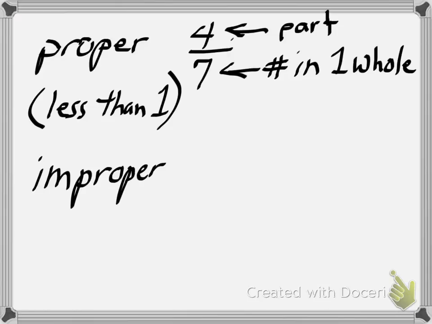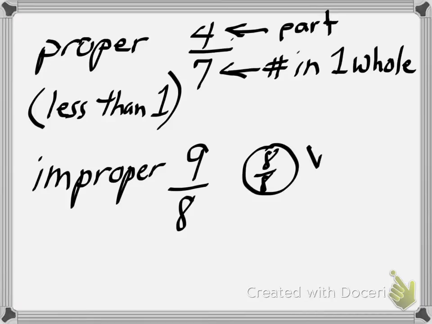improper. That is when you have a number on top that is going to be greater than the bottom number. So this is more than 1, because 9/8 would be 8/8, which would make 1, and then you would have an extra 1/8 to make 9/8. So that's greater than 1. Also, if you have something such as 7/7, that's equal to 1.